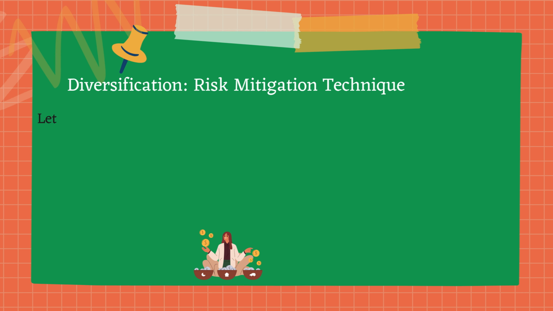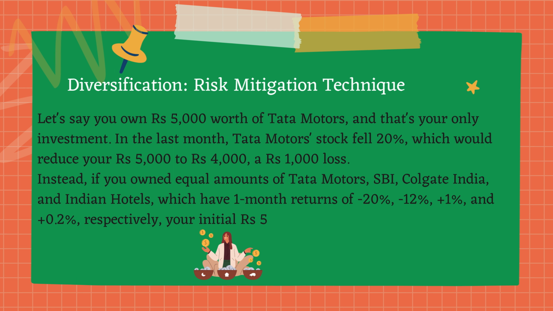Let's say you own rupees 5000 worth of Tata Motors and that's your only investment. In the last month, Tata Motors' stock fell 20%, which would reduce your initial investment of rupees 5000 to rupees 4000, calling for rupees 1000 loss. Instead, if you owned equal amounts of Tata Motors, SBI, Colgate India, and Indian Hotels, which have 1 month returns of minus 20%, minus 12%, plus 1%, and plus 0.2% respectively, your initial rupees 5000 investment would still be worth rupees 4600, calling for only rupees 400 loss. This is diversification. The goal is to avoid overexposure to any single stock or sector.